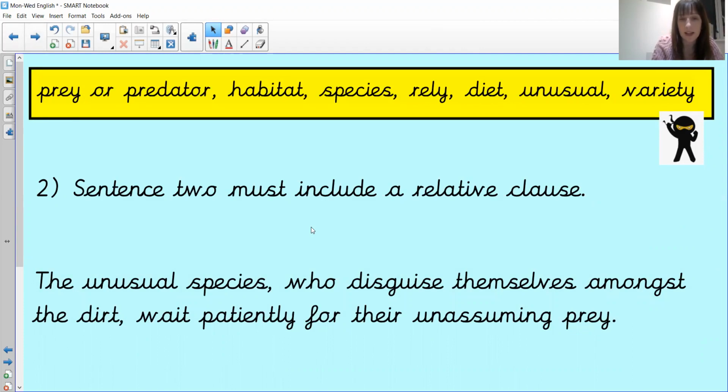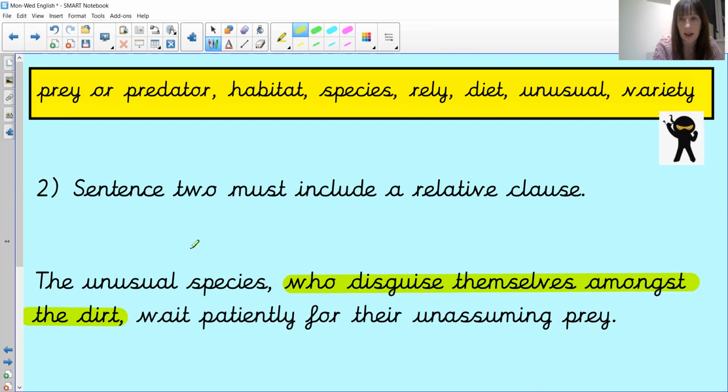So my sentence with my relative clause is this: the unusual species who disguise themselves amongst the dirt wait patiently for their unassuming prey. All right, so I've used the word prey in this sentence and also species. And my relative clause is here. So it's just extra information about the unusual species, the lumipods. It doesn't make sense on its own. The rest of my sentence makes sense. And I've sort of dropped this extra information in with a comma before and a comma after.